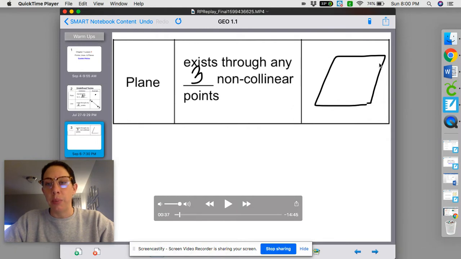And we represent that plane, usually you think of a wall, the smart board, but it's usually drawn like a parallelogram. It's just representing a flat two-dimensional surface.